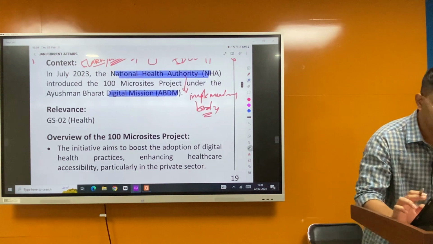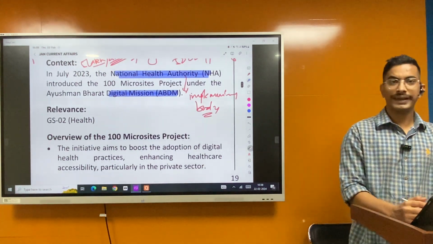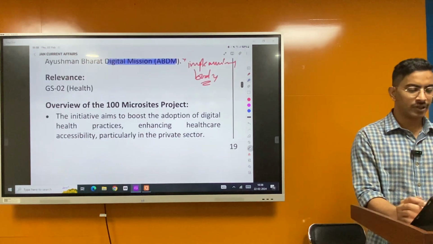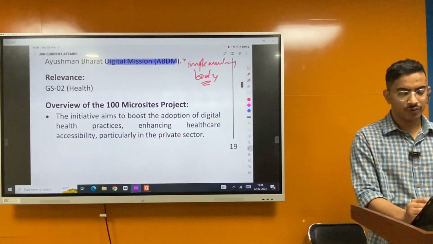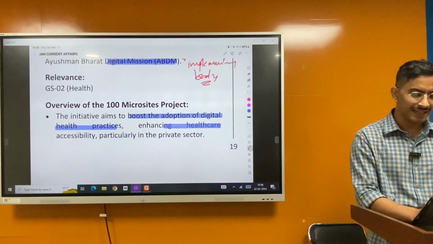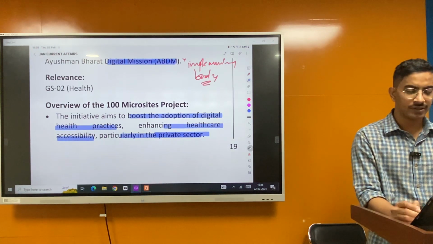So let's read. The relevance is GS2 health. Overview of the 100 microsite project. The initiative aims to boost the adoption of digital health practices, enhancing healthcare accessibility, particularly in private sectors.